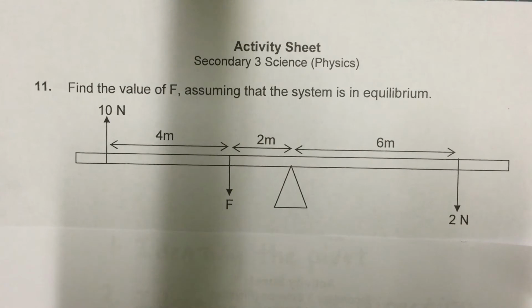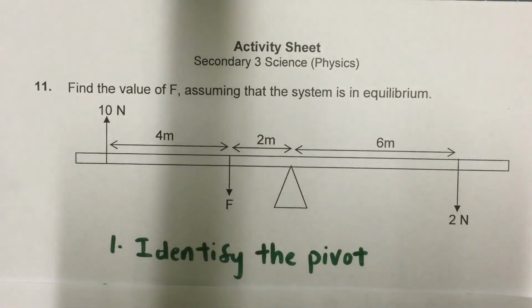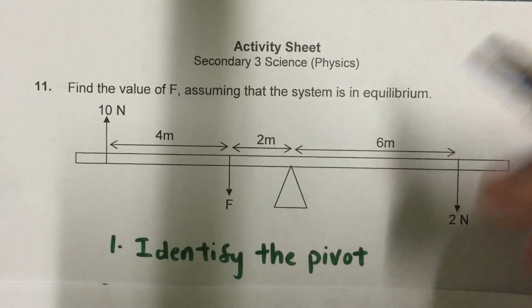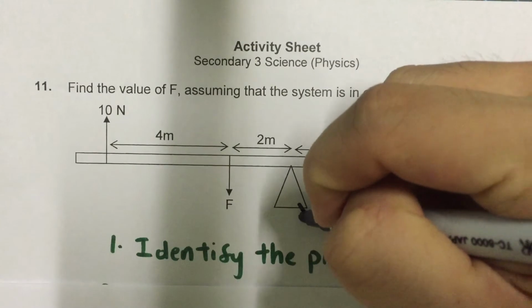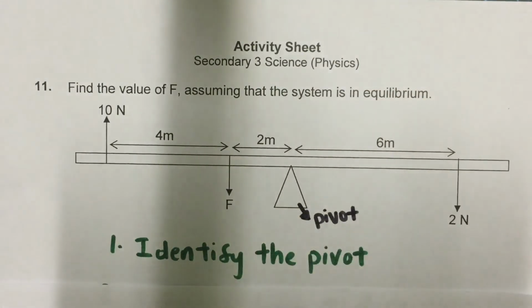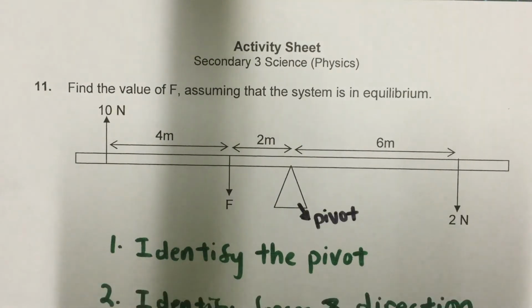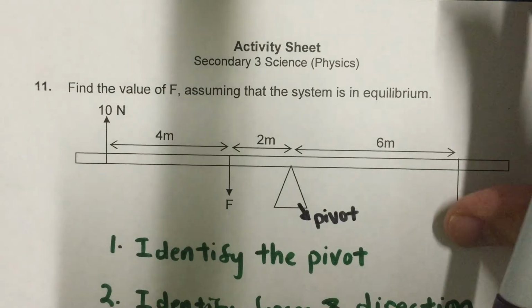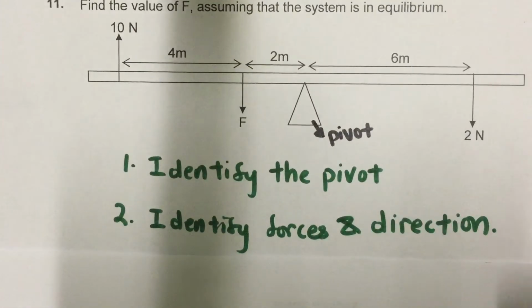Alright, let us go through the 5 steps again. Step 1, identify the pivot. So, as mentioned, for this kind of question, the pivots can be easily identified, and we know that this is the pivot. So once we have identified the pivot, we can move on to step 2, where we will need to identify the forces and the direction.